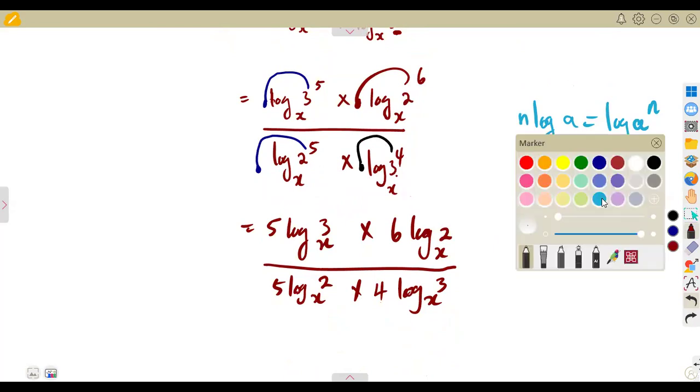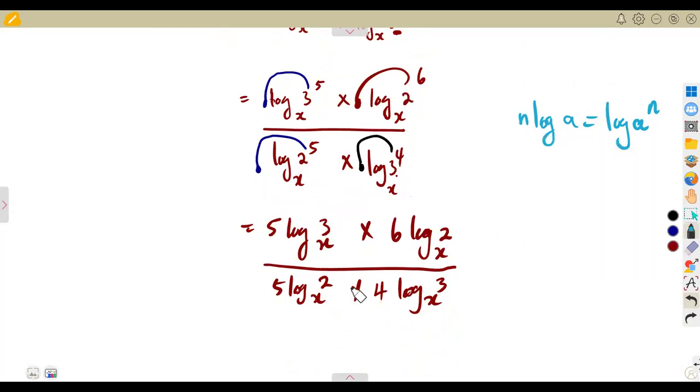By doing so, we can cancel, as long as it is in the numerator and denominator and they are the same. 5 and 5, we can cancel. The logarithm of 2 in base x, the logarithm of 2 in base x. The logarithm of 3 in base x, the logarithm of 3 in base x. So you are left with 6 over 4. 6 over 4, if we divide this, is the same as 3 over 2 in simplest form.